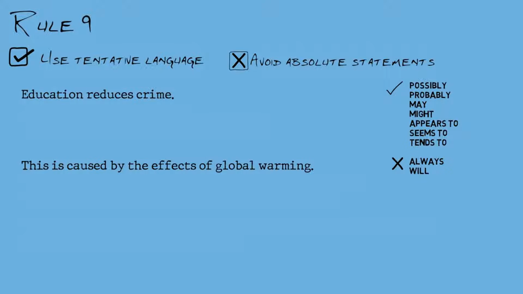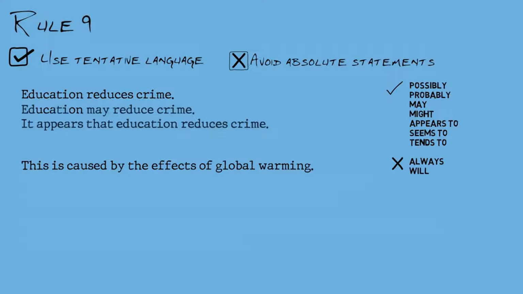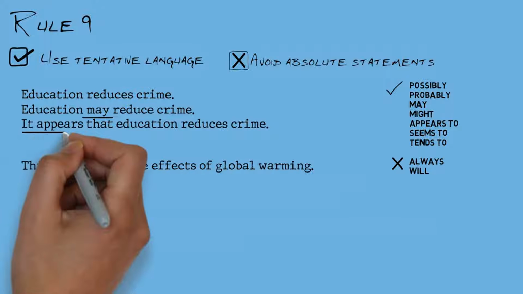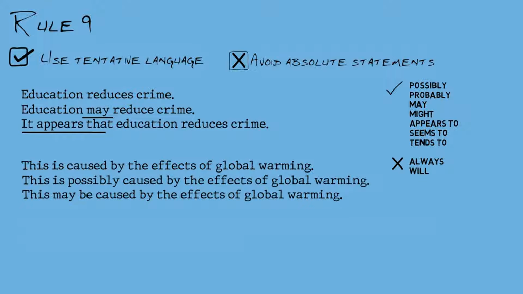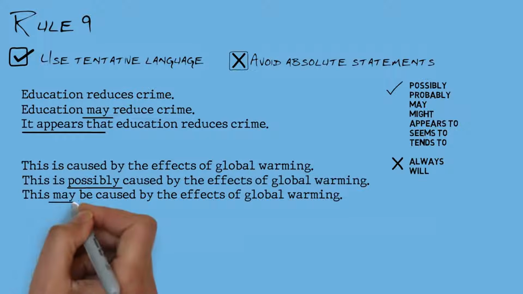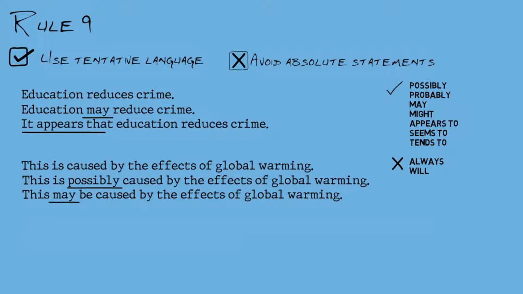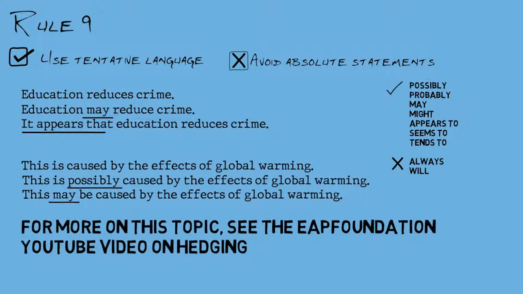These can be made more academic by using tentative language. For example, education may reduce crime. It appears that education reduces crime. Or the second one, this is possibly caused by the effects of global warming. This may be caused by the effects of global warming. If you want to know more about tentative language, also called hedging, there's a YouTube video for hedging on the EAP Foundation channel.